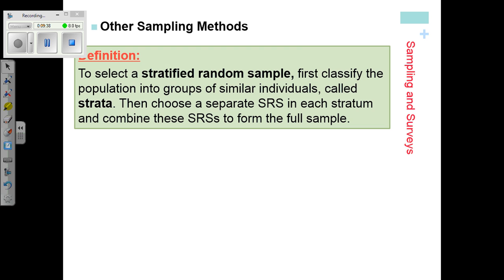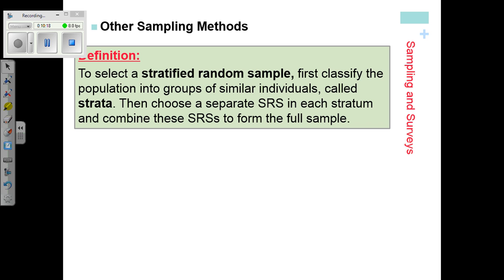Other ways that we've discussed today to sample: a stratified random sample. First, you classify the population into groups of similar individuals, called strata, and then choose a separate simple random sample from each stratum and combine these to make a full sample. You use a stratified sample when there are some variables, some kind of factor you think might make a difference. So, for instance, we talked in class about dividing people into grades before we took our sample and then took a simple random sample out of each grade.